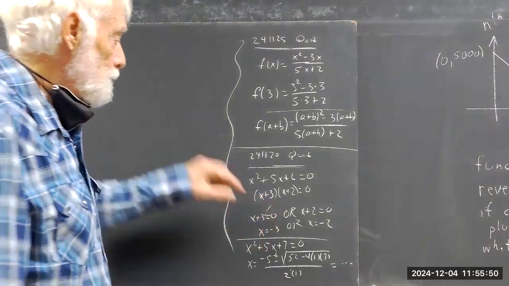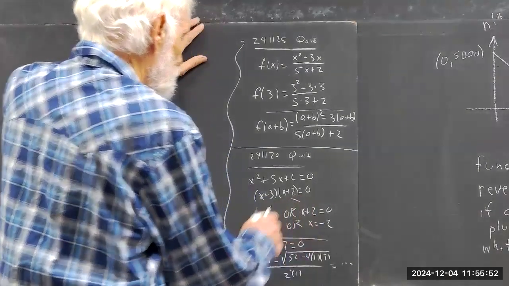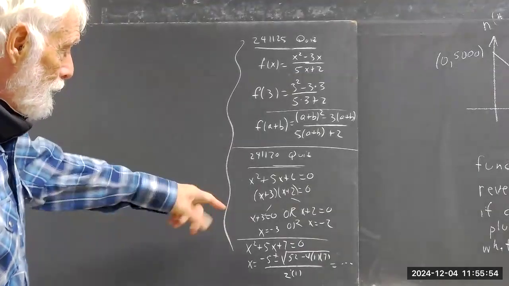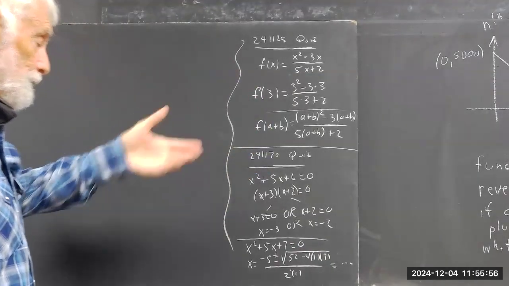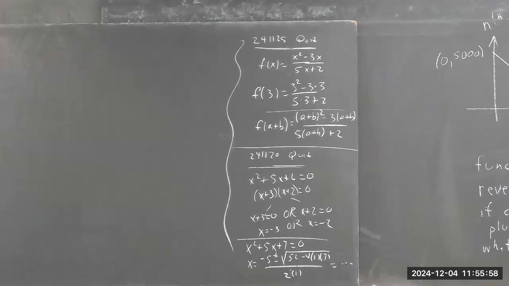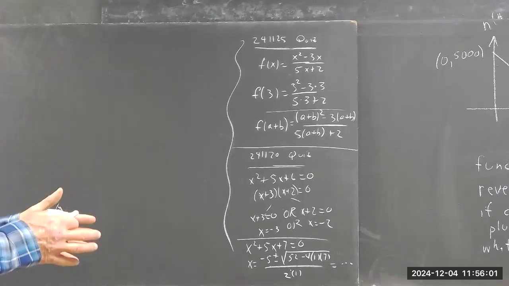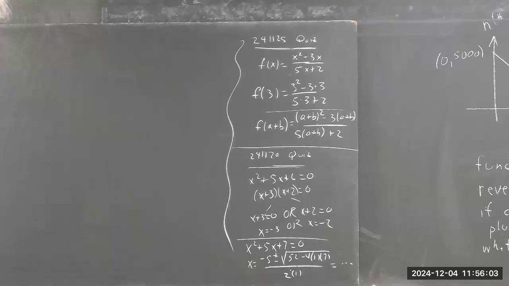Also, make sure you understand where this "or" comes from, what this means, and why x plus 3 has to equal 0. It's the zero property of multiplication. If one thing is 0, the whole multiplication is 0.